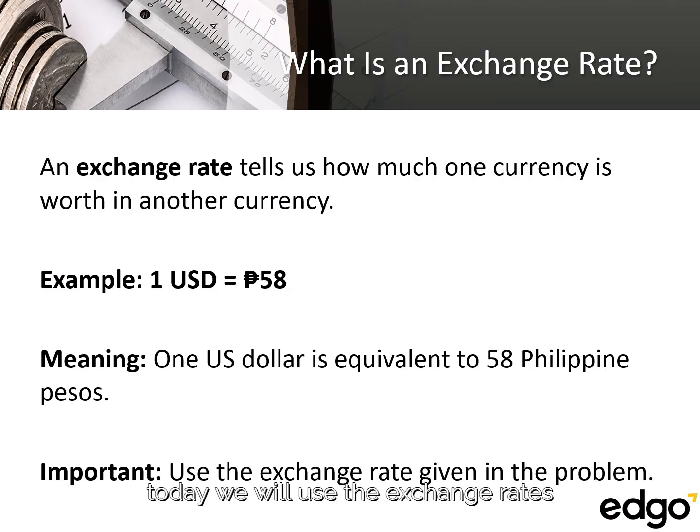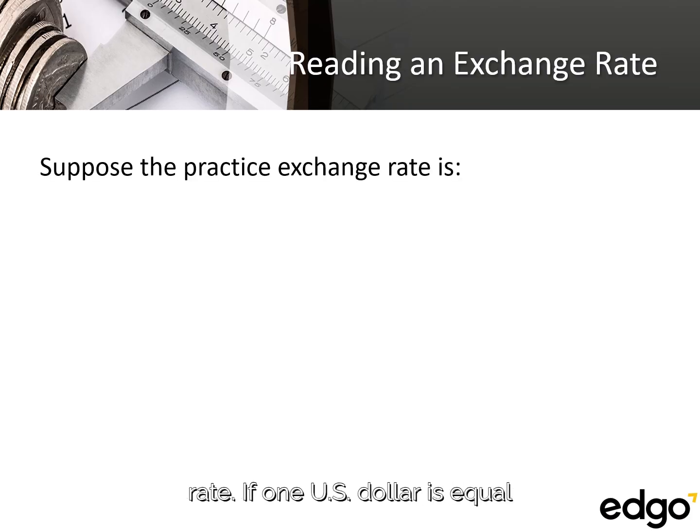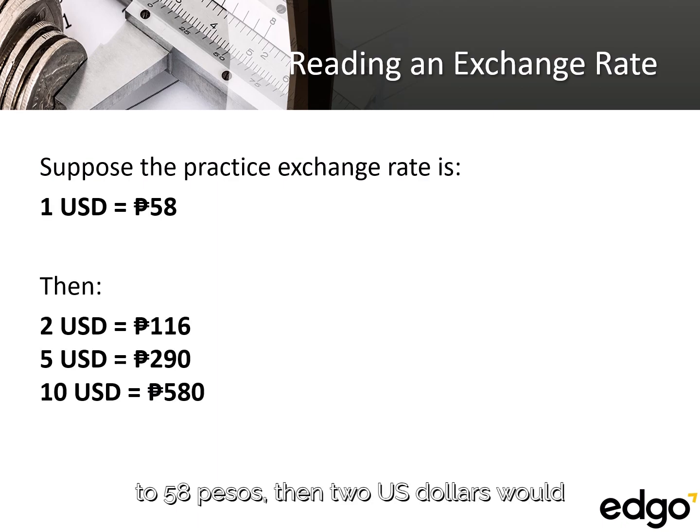For our examples today, we will use the exchange rates given in the problems. Always pay attention to the specific rate provided. Let us see how we can read an exchange rate. If $1 is equal to 58 pesos, then $2 would be 116 pesos. $5 would be 290 pesos, and $10 would be 580 pesos.